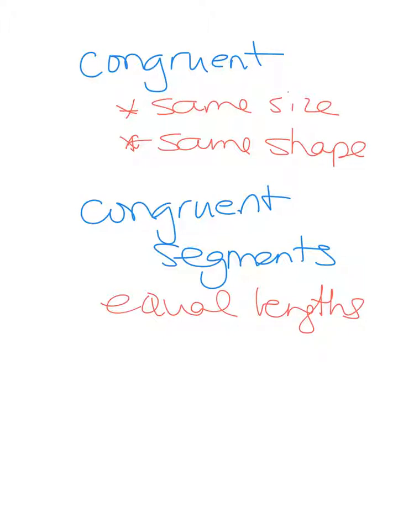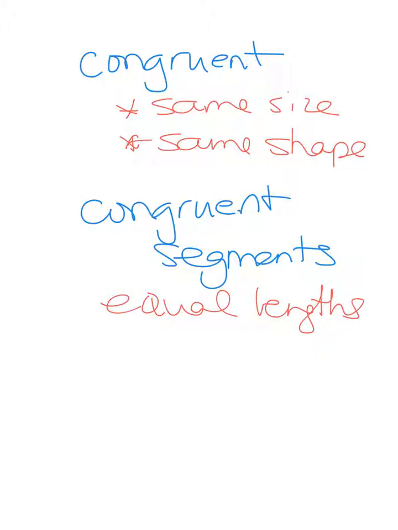You wouldn't necessarily compare your geometry book to a social studies book because that social studies book may be a different size, could be bigger, could be smaller, so they wouldn't necessarily be congruent. When I'm talking about congruent segments, they are segments that have equal lengths.